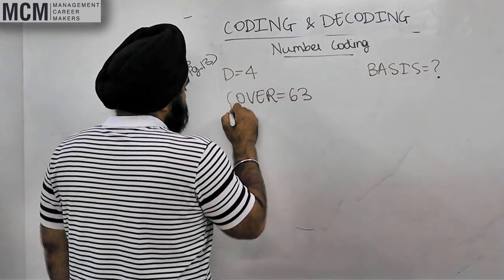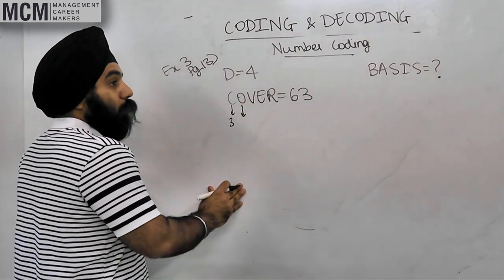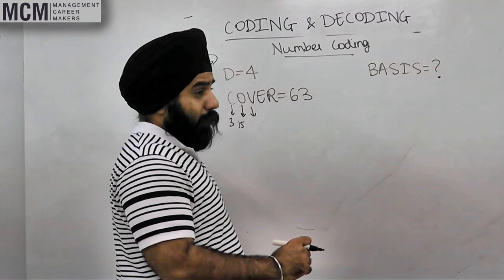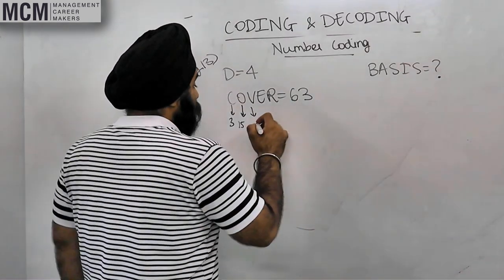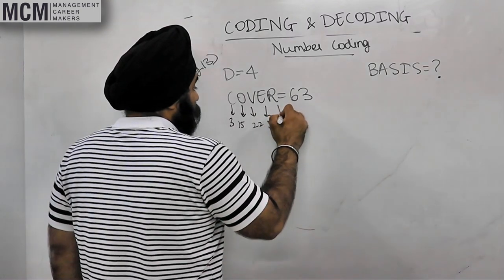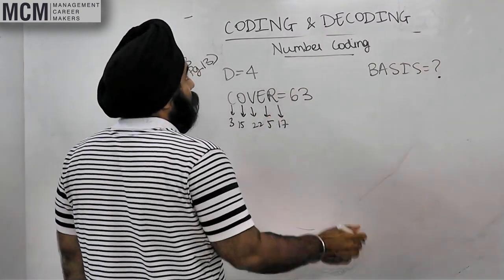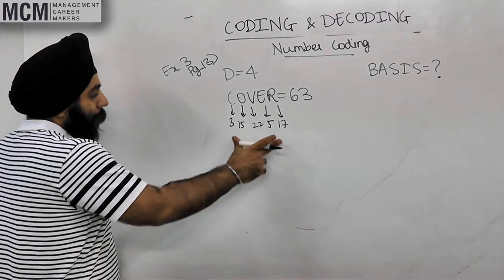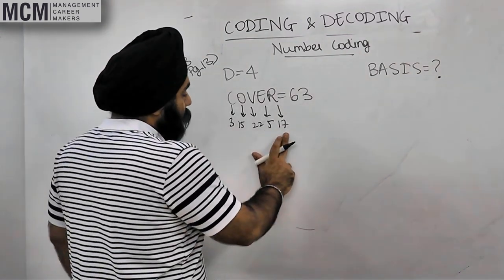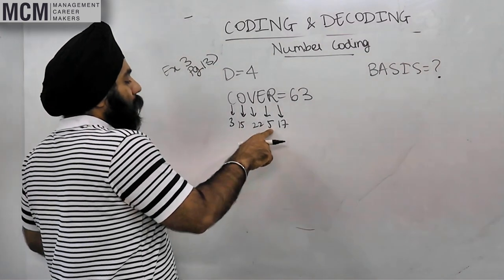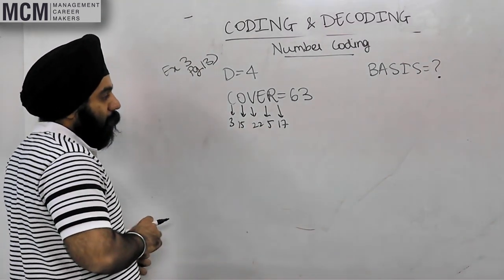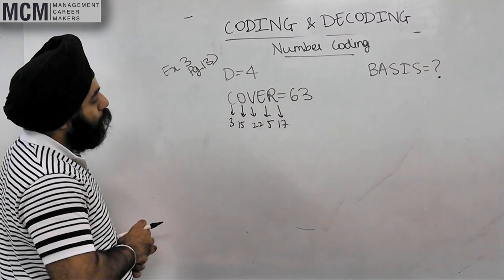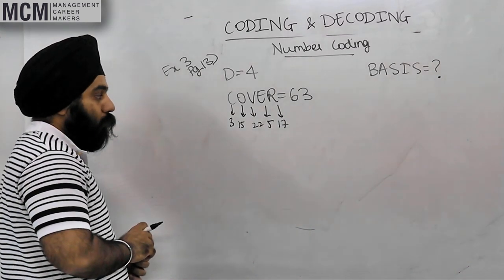If we take numeric values, you get C is equal to 3, O is equal to 15, V is equal to 22, E is 5, R is 17. Let's add this. What do we get? 3 plus 17 is 20, 20 plus 20 is 40, 40 plus 22 is 62.